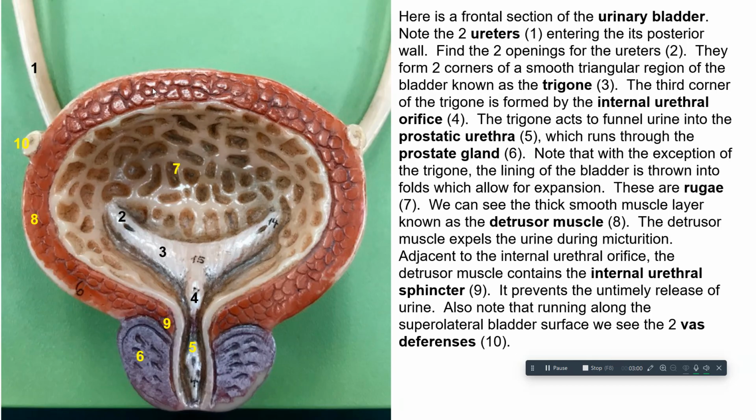Also note we do see the smooth muscle of the urinary bladder, which is called the detrusor muscle. It detrudes or pushes out urine. And right here, even though it's not colored any different, there is a ring of smooth muscle here and here, kind of encircling the urethra. And the ring of smooth muscle here would be the internal urethral sphincter.